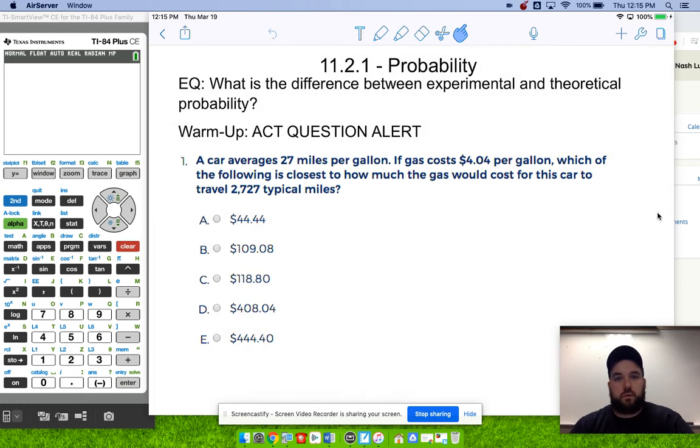All right, welcome back to this video. We're going to start section 11.2, which is all about probability. In 11.1, we talked about the fundamental counting principle and permutations and combinations, which are all ways to count how many possibilities there are. But now we're going to start to apply that to actual probability. So our essential question is: what is the difference between experimental probability and theoretical probability?